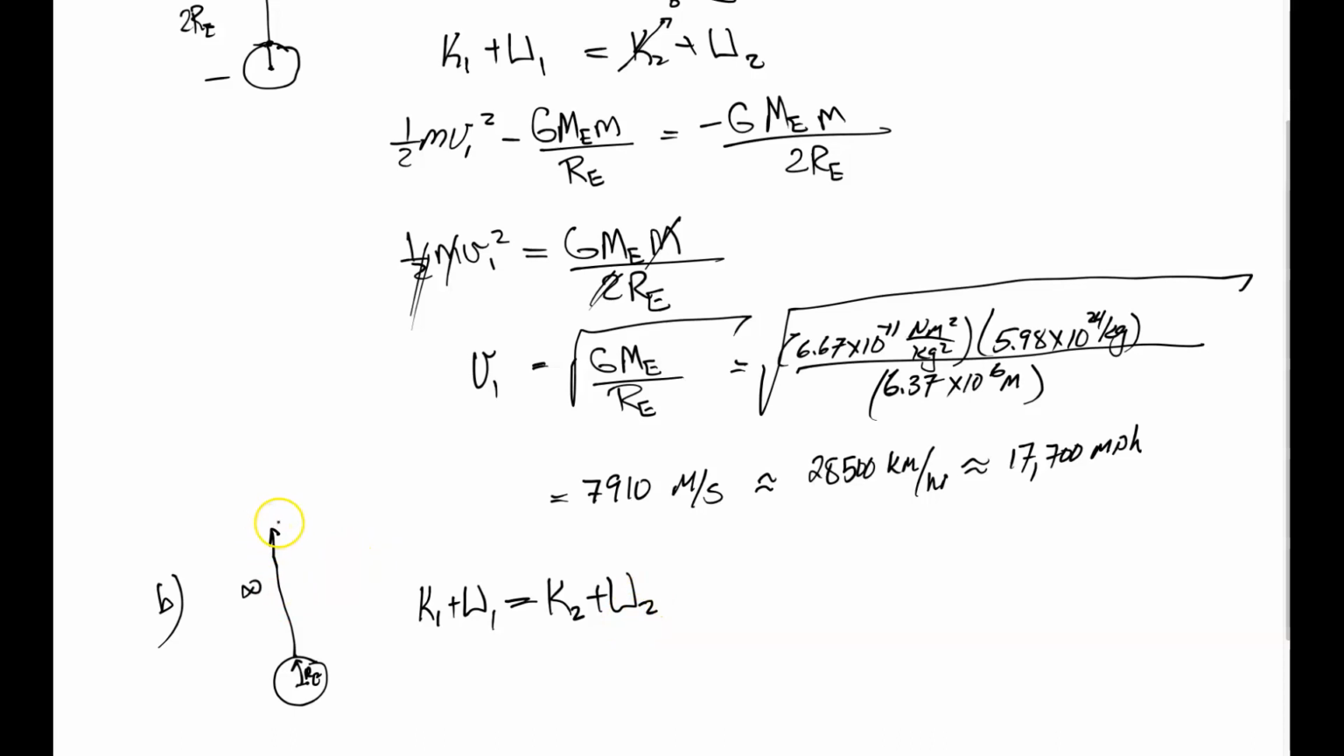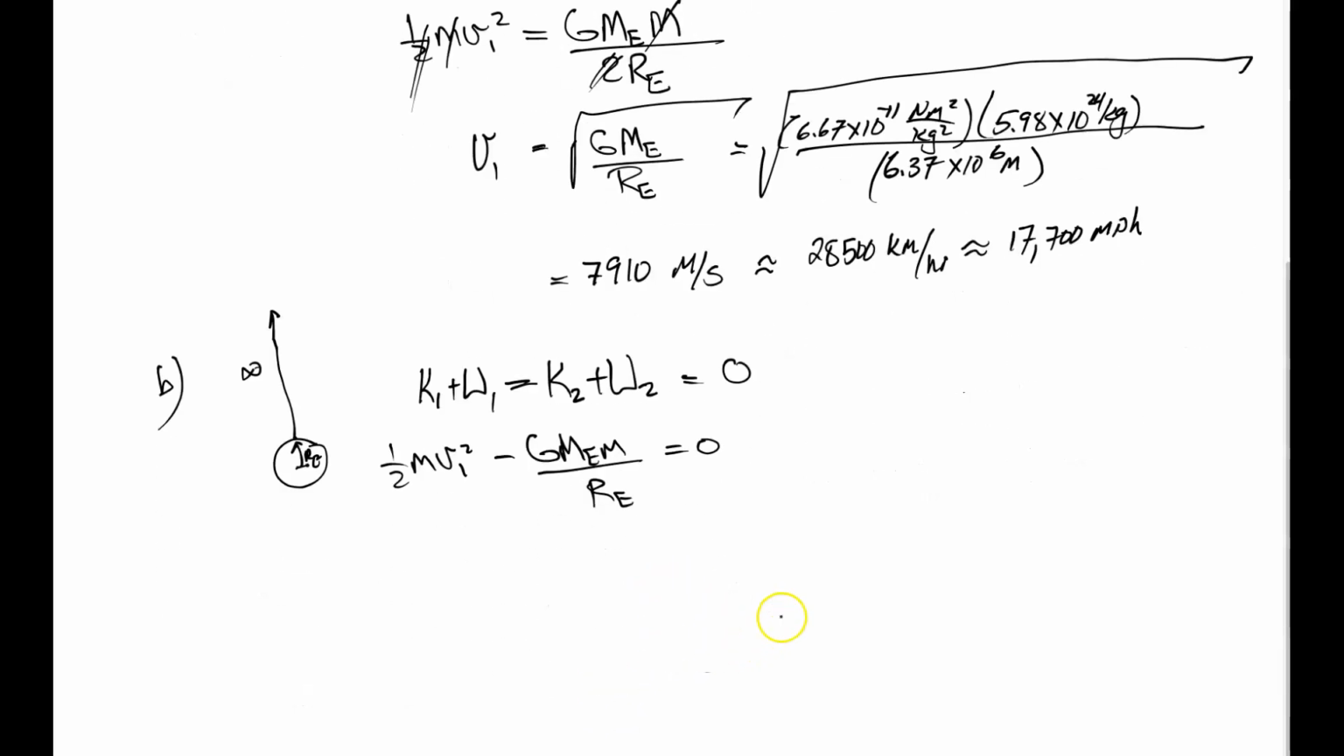At infinity, right, it's going to run out of fuel, so it's not going to have any kinetic energy. And at infinity, if we put infinity in for r, there's not going to be any potential, so these are equal to 0 at the end, which leads us to 1/2 mv1 squared minus G, mass of Earth, mass of object, over r sub e equals 0.